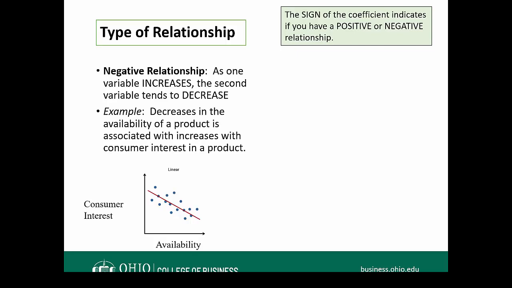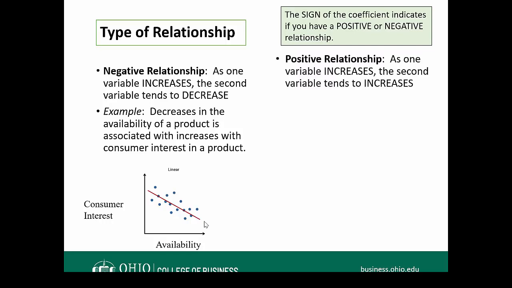An example of a negative relationship is the relationship between product availability and consumer interest. So decreases in the availability of a product is associated with increases in consumer interest. So you can see that when availability is low, consumer interest is high. Then increases in availability is associated with decreases in consumer interest. So a negative relationship is when the variables are changing in the opposite direction.